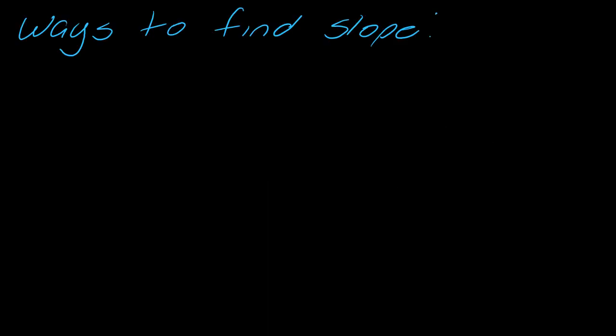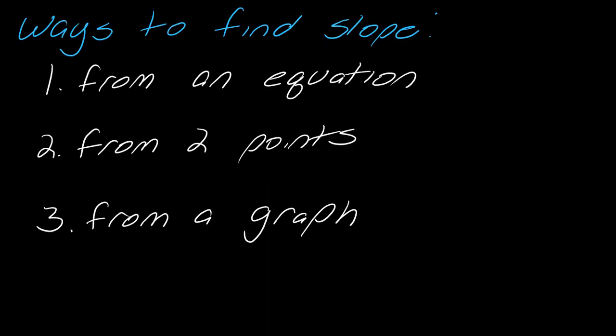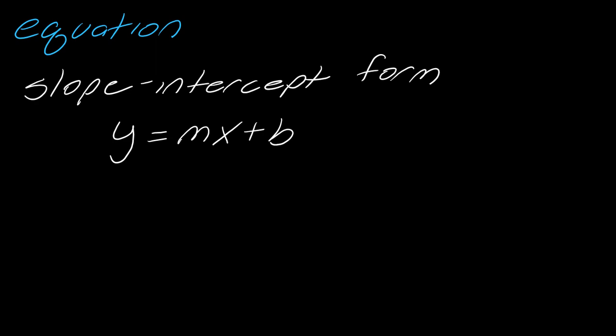So there's really three ways that you can find the slope. You can find it from an equation, from two points, or from a graph. So I'll go through all three. So let's start with an equation. It's important to know what form of the line the equation is in.